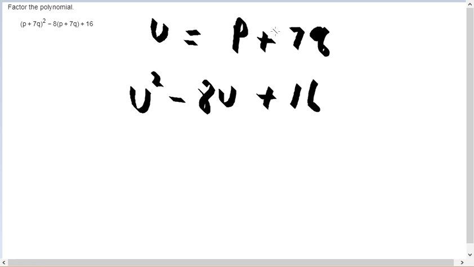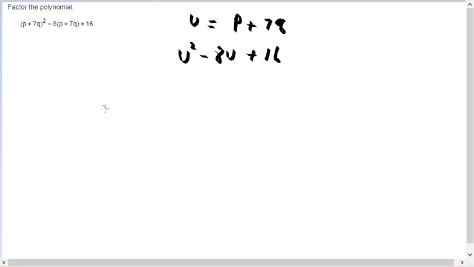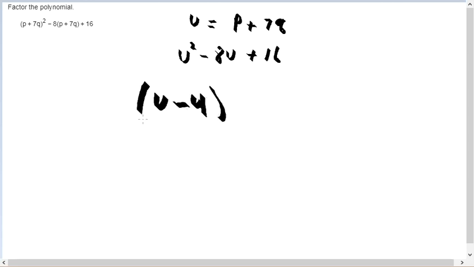Okay, let me go ahead and let's talk about why that's good. First of all, this will factor easily into u. Let's see, we want to get to negative 8, so we're probably going to do, what do you think, negative 4 and negative 4? Because, once again, minus 4 times minus 4 is positive 16, and minus 4 minus 4 is negative 8.